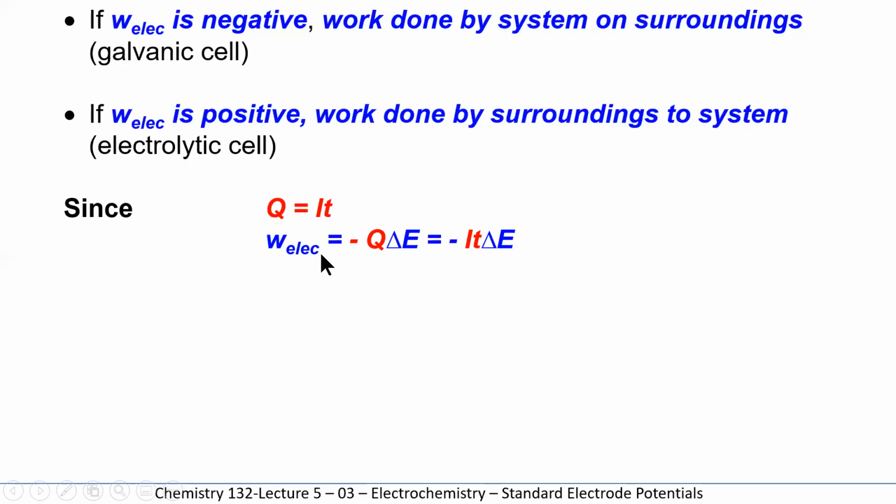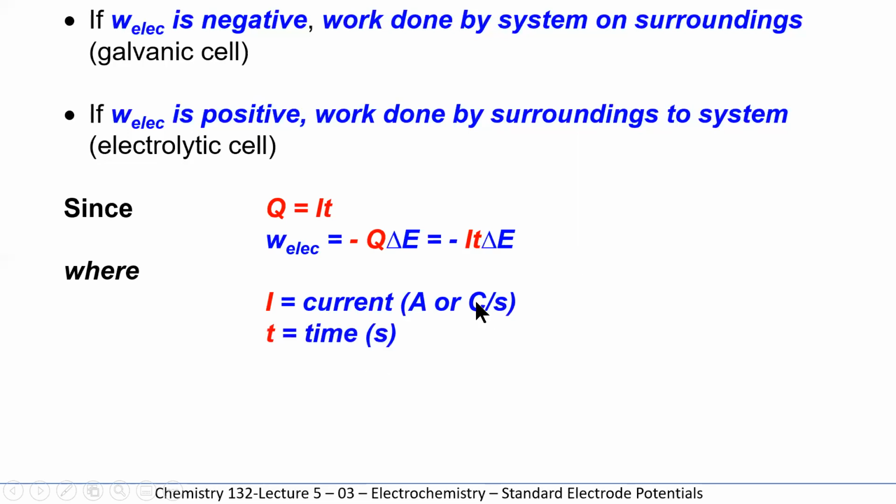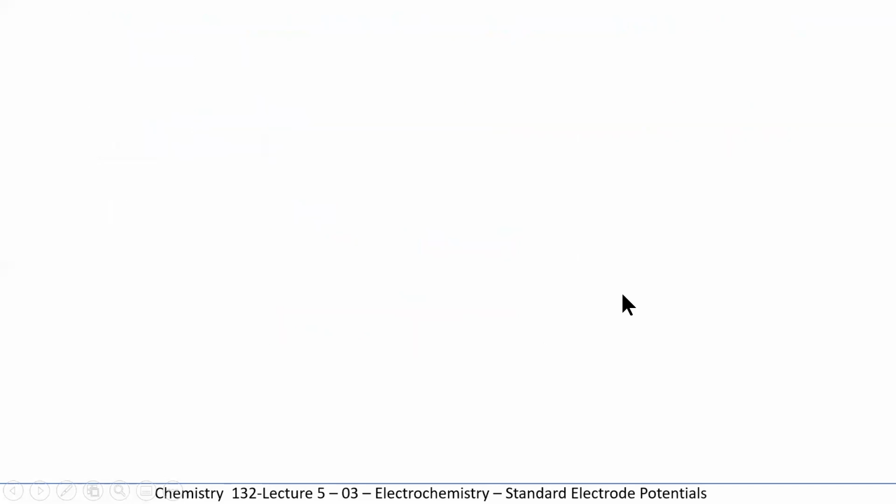Now, the work that's generated can be determined by taking the charge and multiplying it by the voltage. Recall that another way of calculating Q is to multiply current times time, I times t. So we get a couple of variations of that equation. And I, again, is the current, which is measured in amperes, or amps for short, which is really a coulomb of charge per second. And the time is measured in seconds.